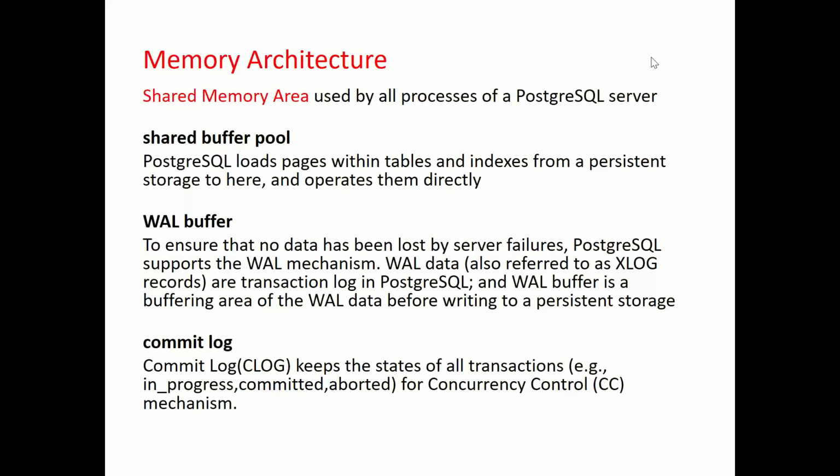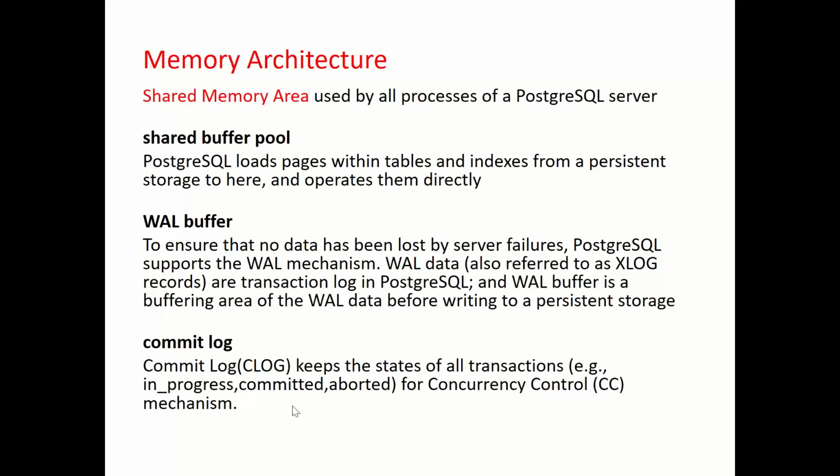So there are shared buffers, which we already started on, which load pages of tables and indexes from the persistent storage into memory. Then there are WAL buffers. To ensure no data is lost due to server failures, Postgres supports the WAL mechanism. WAL data is also referred to as the xlog. Earlier the directory name was xlog; now it has been changed to WAL. I think before version 10 it was xlog.